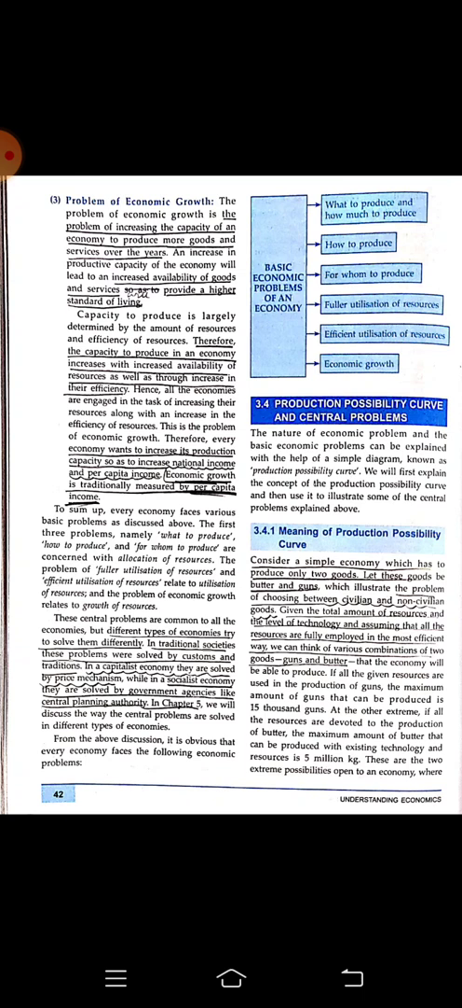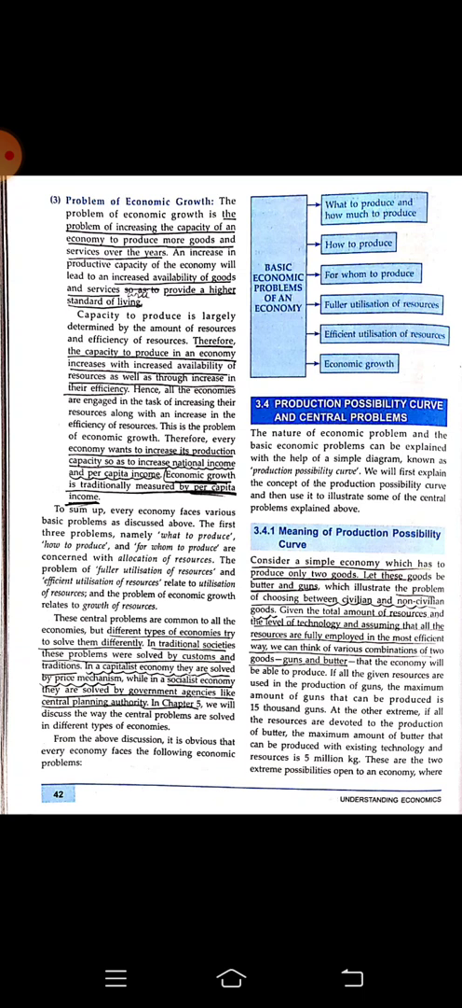So what is per capita income? Per capita income is the average income of every citizen of that country. How do we calculate it? Per capita income is equal to national income divided by total population. We will get per capita income.